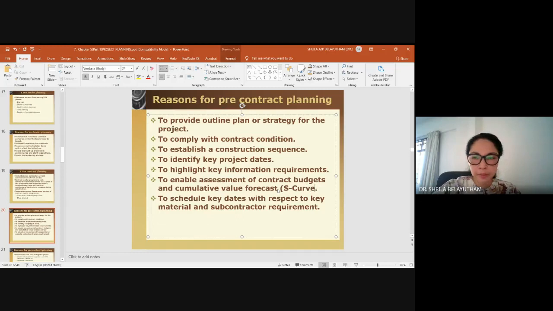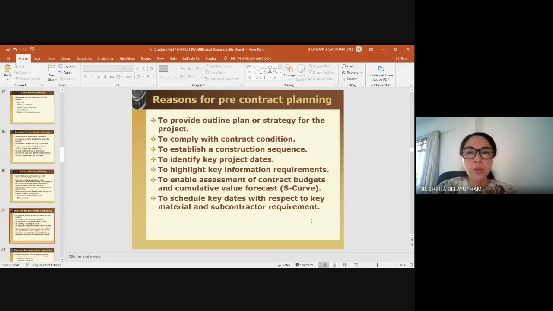If you have come across it, basically the S-curve. The forecast is in the form of an S-curve, but we'll go through it once we have done the calculation on duration. And to schedule key dates with respect to key material and also subcontractor requirements. So these are some of the reasons why we need that type of planning before we commence on the site.